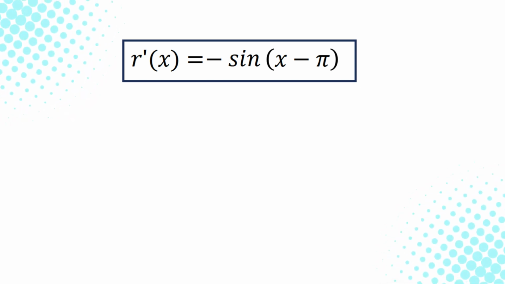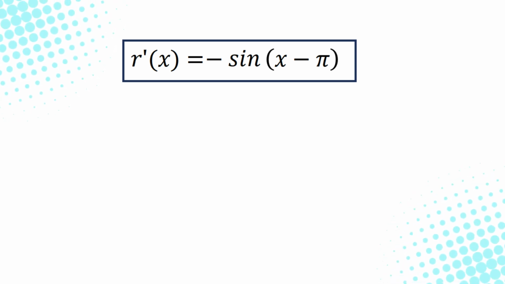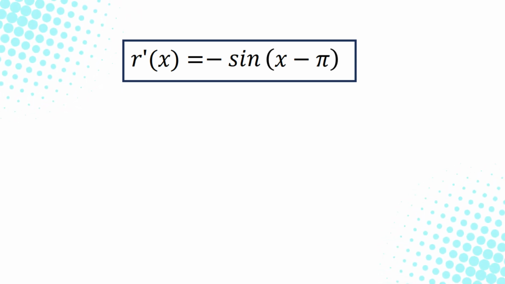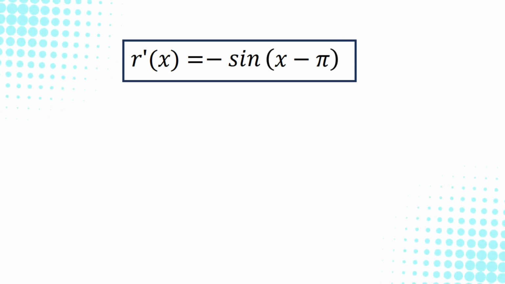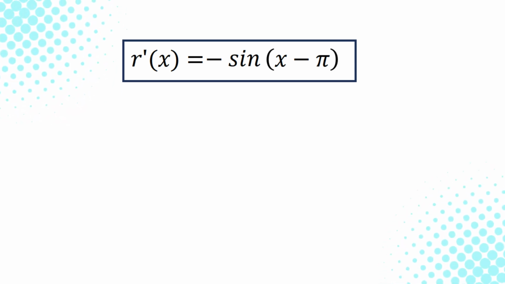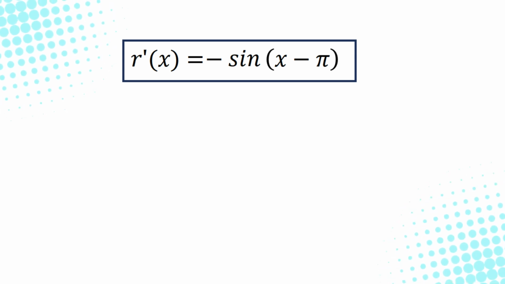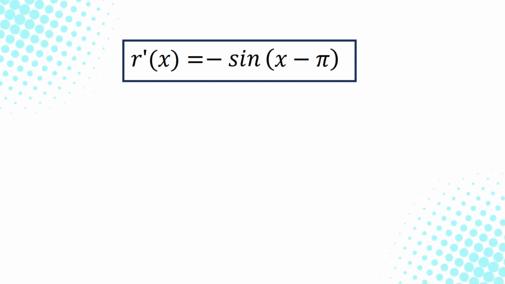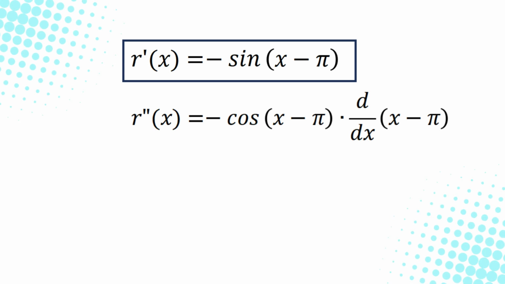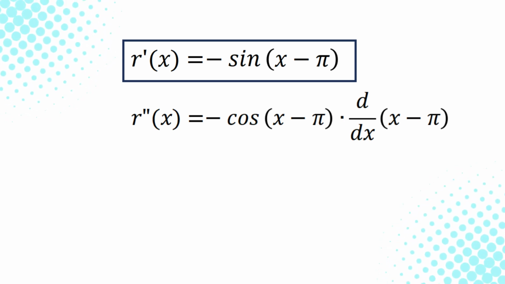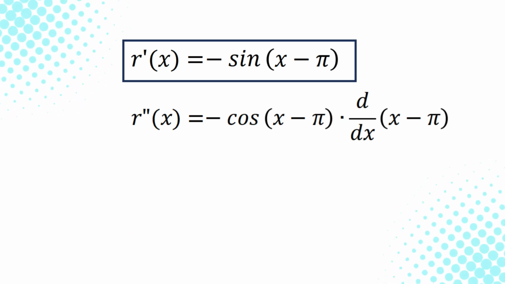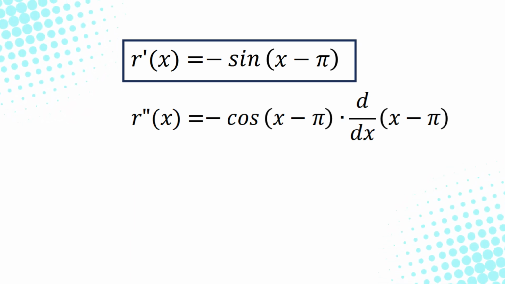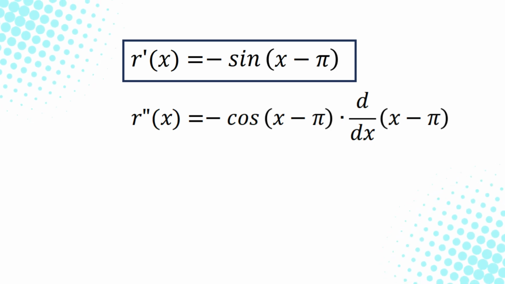If you also remember, the derivative of negative sine u is negative cosine u, and we multiply by the derivative of the inner function. We let again u equals x minus pi. The derivative of negative sine of a function is negative cosine of the function, multiplied by the derivative of the inner function, which is x minus pi.